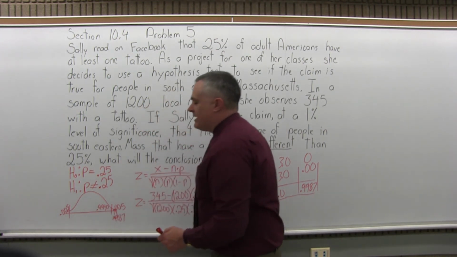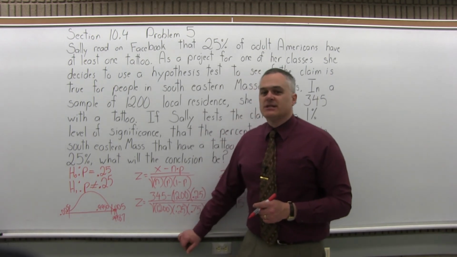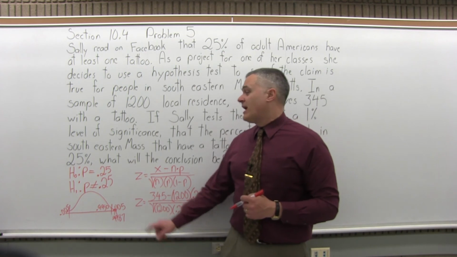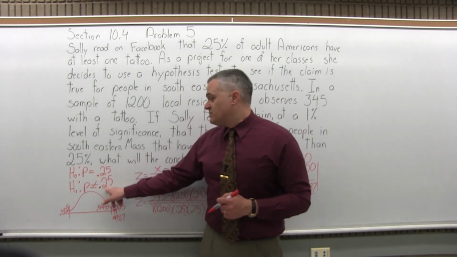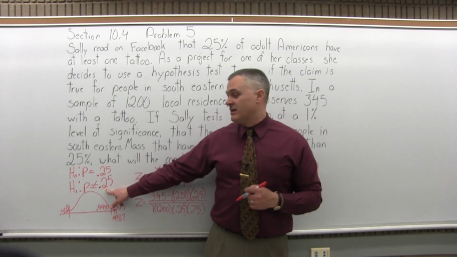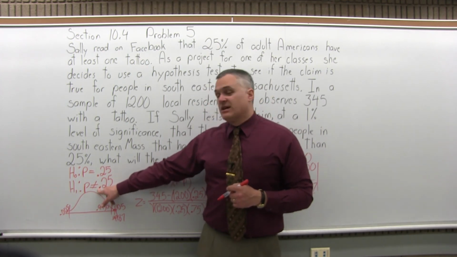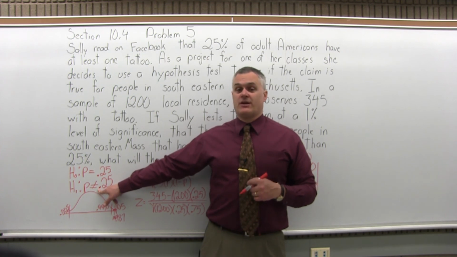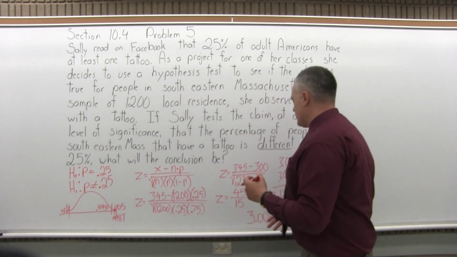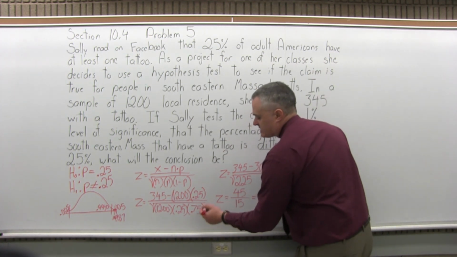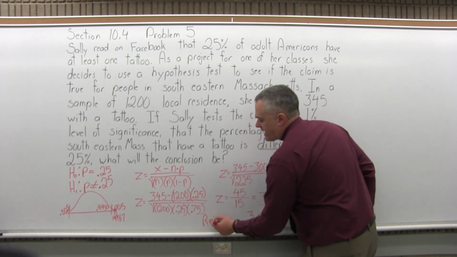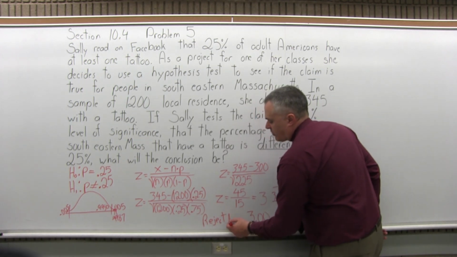So we are into the critical region on the right-hand side, which means our conclusion will be to reject the null hypothesis. We're rejecting the null, which means we feel it's more likely that the alternate hypothesis is the true statement, that the percentage of people in southeastern Mass that have a tattoo is different than 25%. In our study, it was more than 25%. So for the final step, step 6, state your conclusion. The result for that would be reject the null hypothesis.